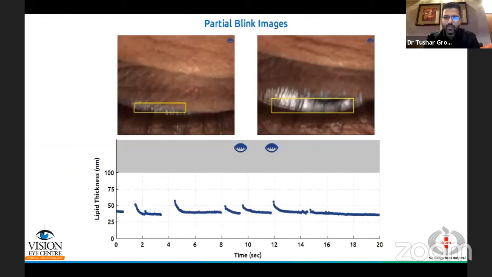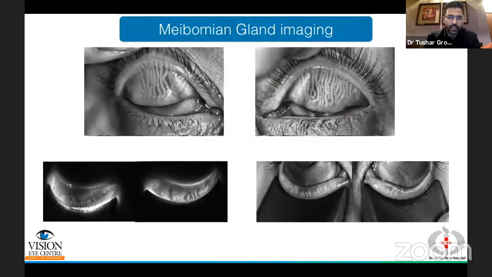Also, you get these images of partial blinks. What this is able to tell you is that if there is a high ratio of partial blinks, you might want to give a lubricant gel or ointment because the tears are not getting distributed too well in this particular patient. So this patient might benefit from additional lubrication or lubrication that lasts a little longer in the eye.